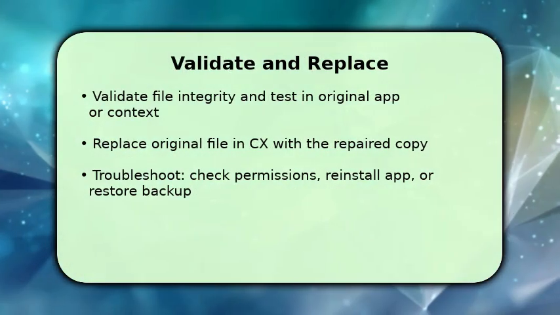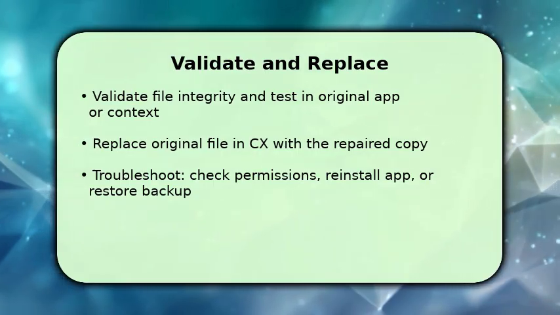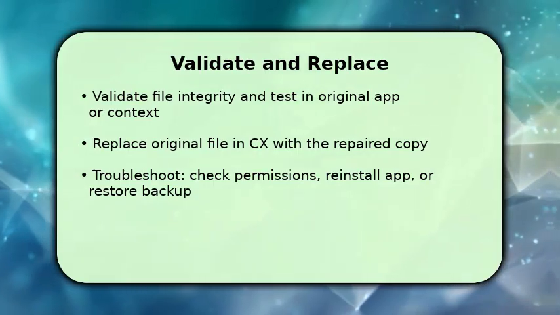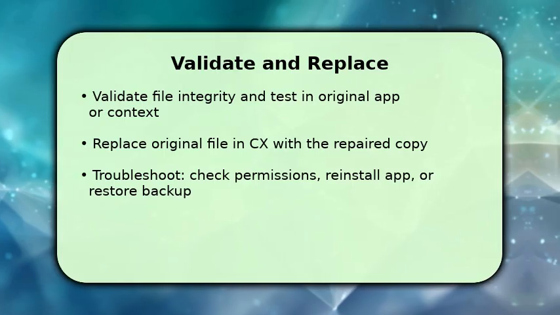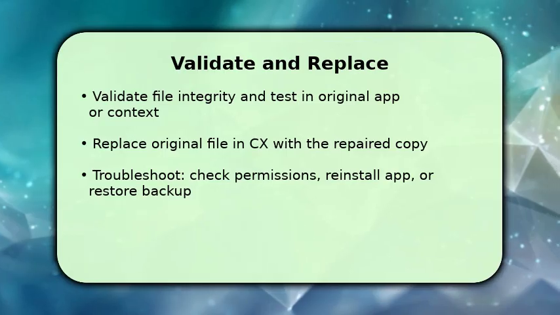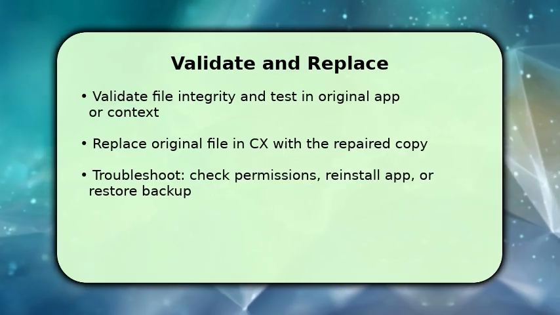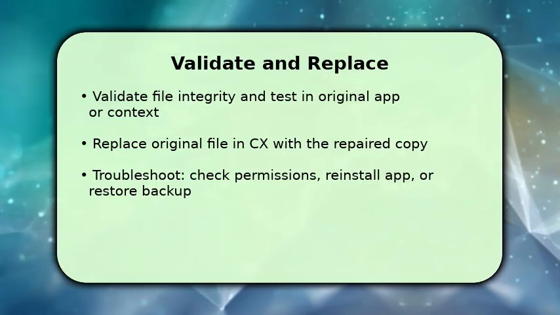You finish by validating the repaired file. Test it in the original application or context to confirm behavior is normal. Once validated, use CX File Explorer VR to replace the original with the repaired copy. Make sure overwrite confirmations are enabled. After replacement, clear cache and refresh the folder view so indexes update.